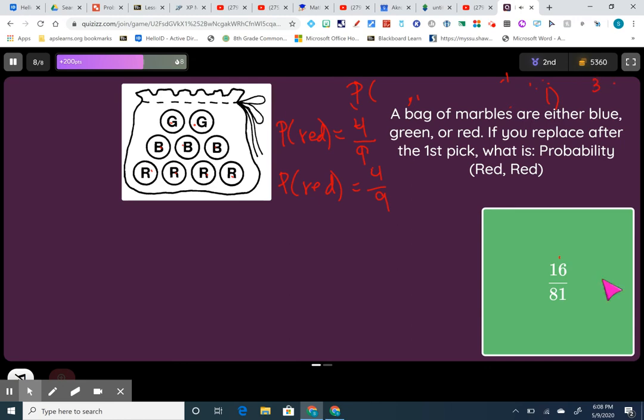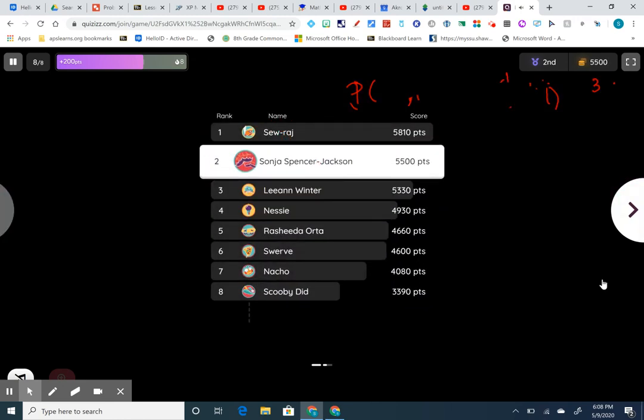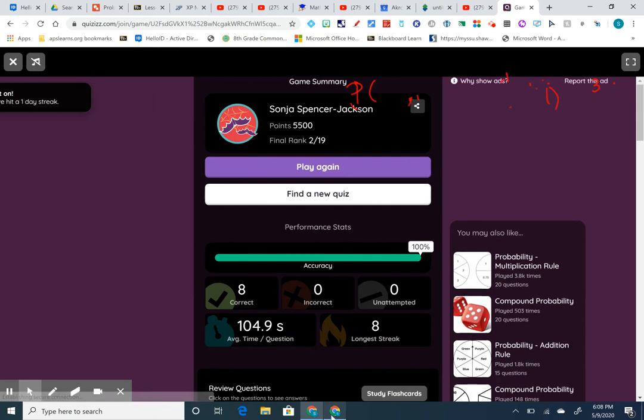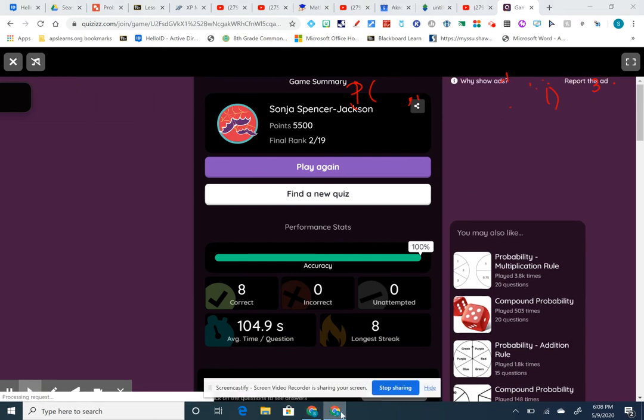Game is over. We just did some independent, woohoo, 2nd place, independent and dependent probabilities. Hopefully these examples were helpful. Now it's your turn to see how you can do. You'll have a set of questions, of course.